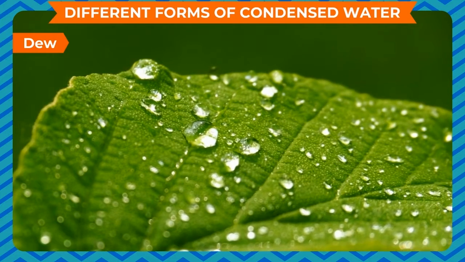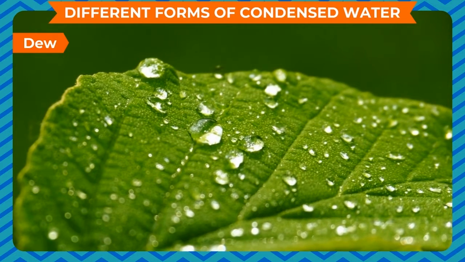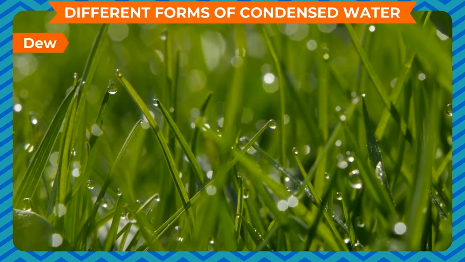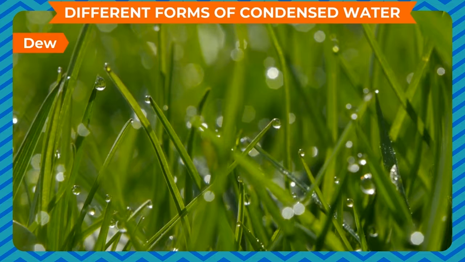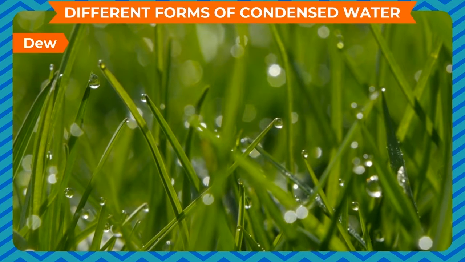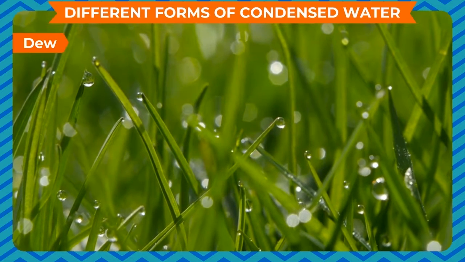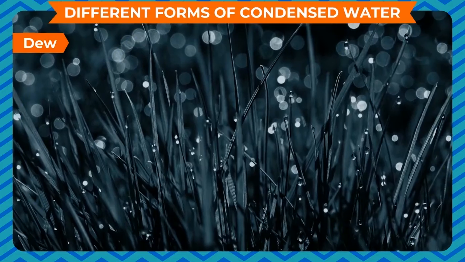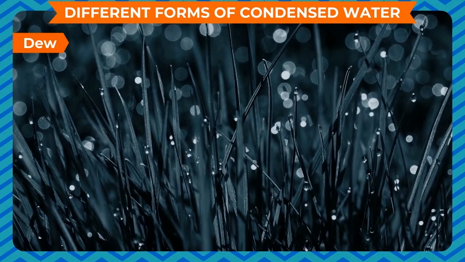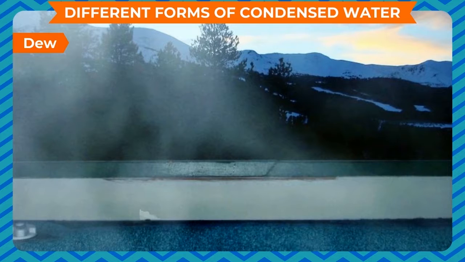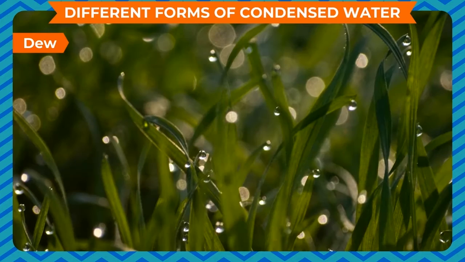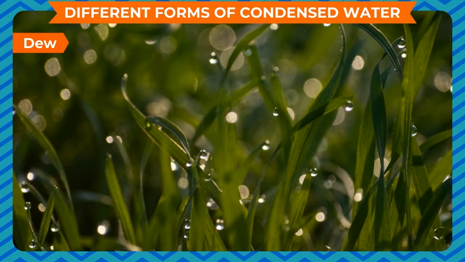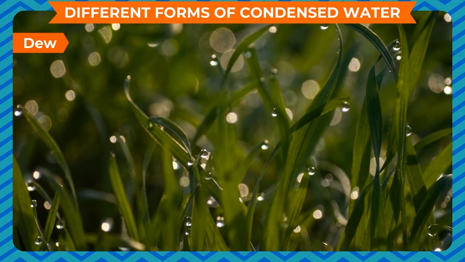Dew. On a winter morning, we go out and see the grass in the lawn or park. The grass is covered with small water drops. We call these drops dew. At night, the land cools very fast, so the water vapor present in the air near the land condenses and settles on the grass and other objects in the form of dew.